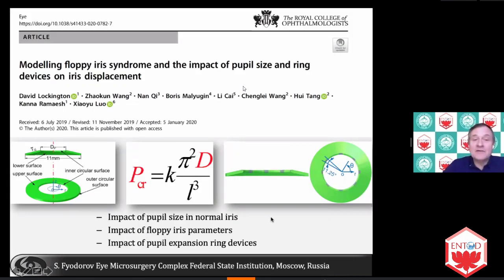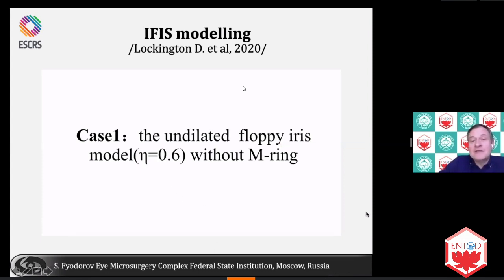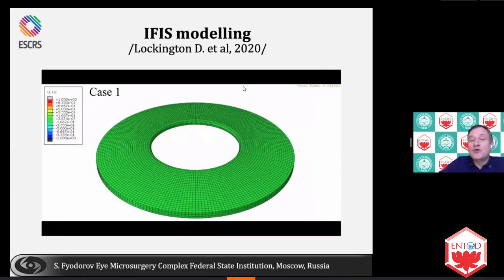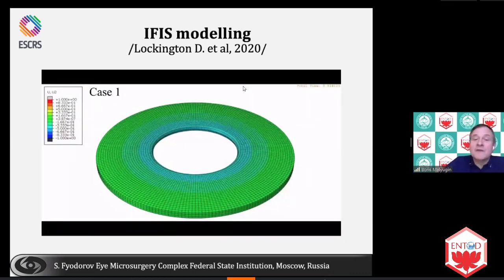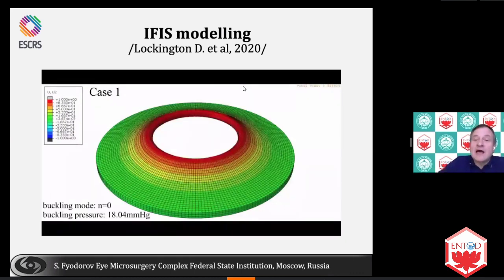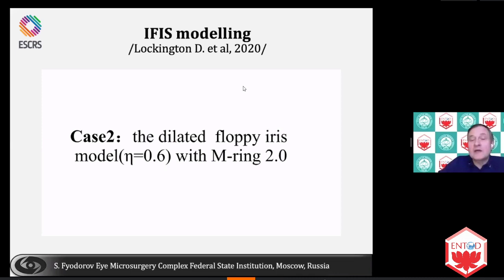And with that modeling of intraoperative floppy iris syndrome that was done by a group of British engineers, we actually showed that there is a lifting power that comes from the irrigation currents and lifts and allows the iris to billow and prolapse, as you will see in a couple of seconds, how the iris behaves under the irrigation currents. And this is the mechanism of buckling and or billowing of the iris.